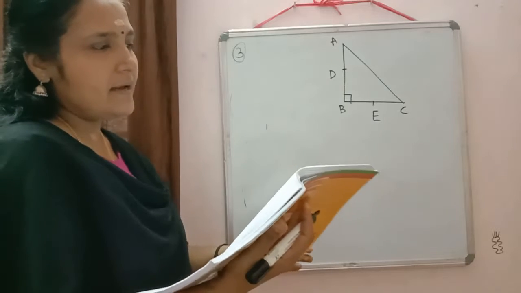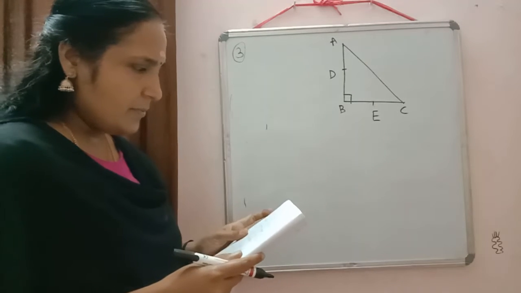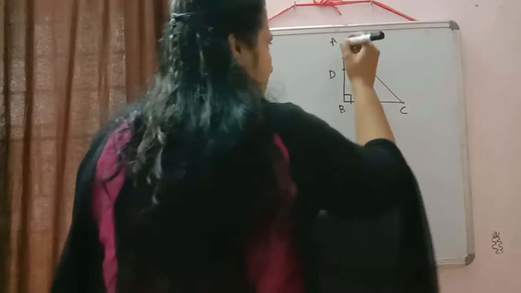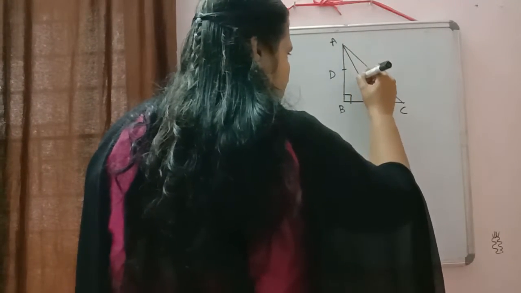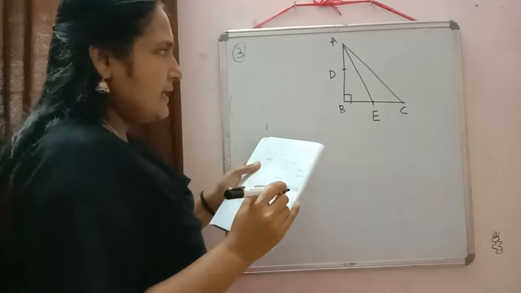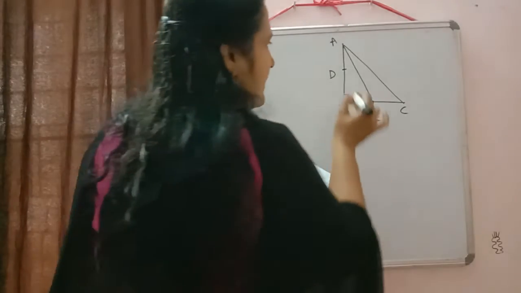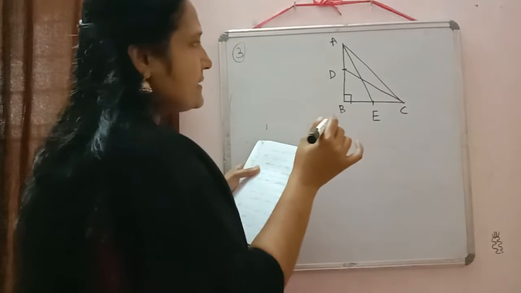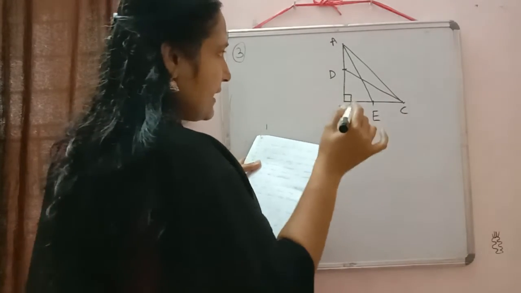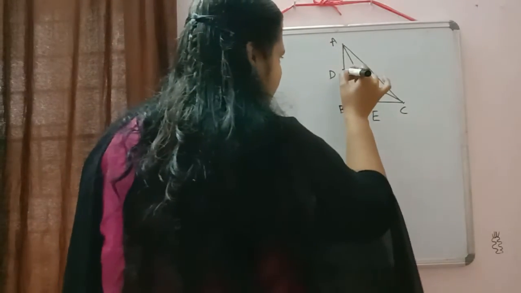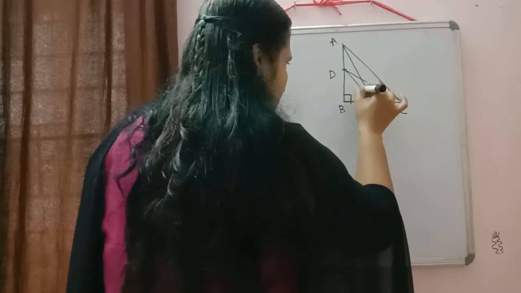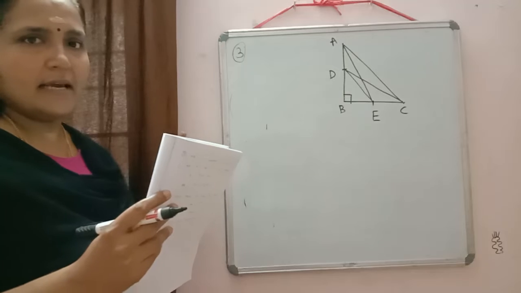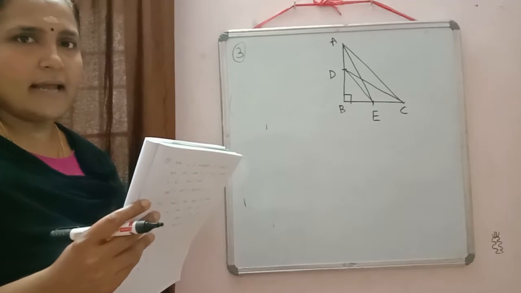And then what is written? In the proof we need AE square. So first what we will do? We will join AE. AE square we need in the proof. Then CD square also we need, so CD also we will join. And then AC and DE. AC side is already joined, and then we need DE also. So in this way the diagram will come. I hope the diagram is clear to you, how we have drawn it.